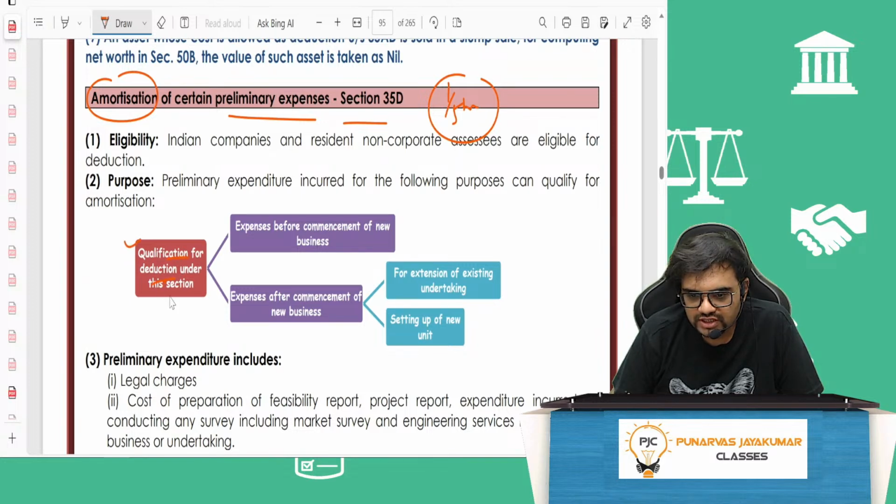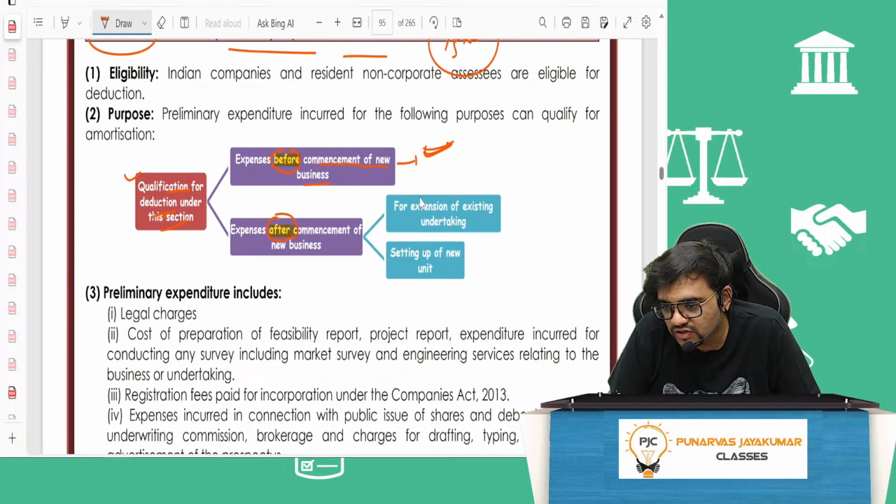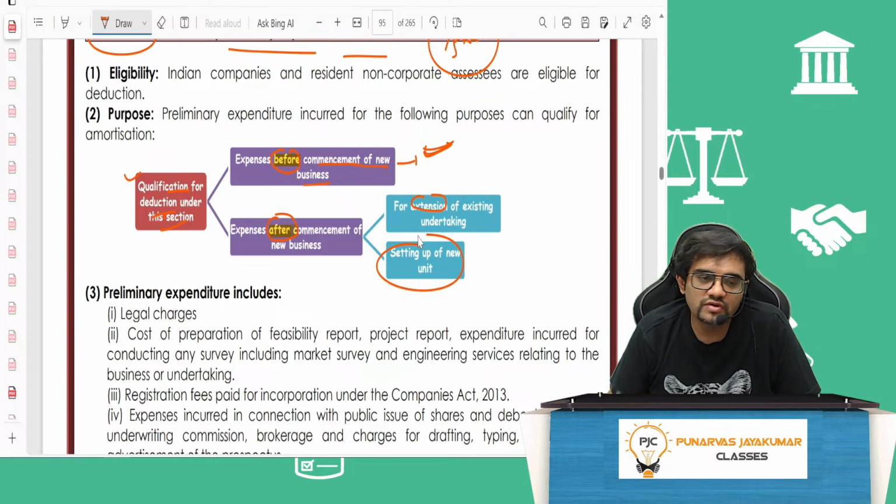So one by one. Qualification for deduction under this section. Expenses before commencement of new business, everything will be allowed. Second, expenses after commencement of new business. One is expenses before commencement of new business. One is expenses after commencement of new business. That also you will get. Preliminary expenses is not just before, it is also after. But it is for extension of undertaking or setting up of a new unit.